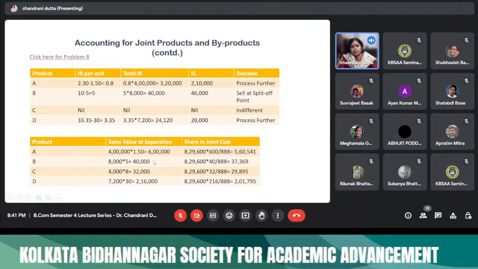So I've reduced the ratio. You may further reduce it. Okay, I have not further reduced it. It can be reduced. So 8,29,600 into 600 by 888, 8,29,600 into 40 by 888, then 8,29,600 into 32 by 888 and 8,29,600 into 216 by 888. This ratio gives us the shares, and in this way I calculated the joint cost shares, right?